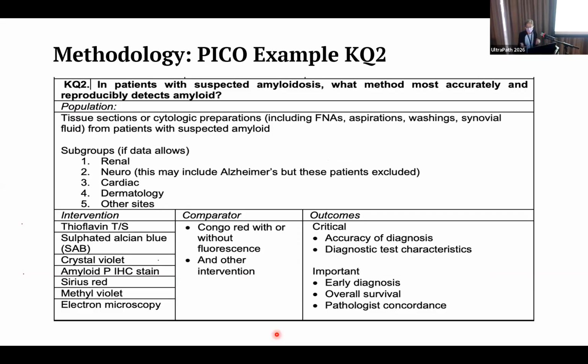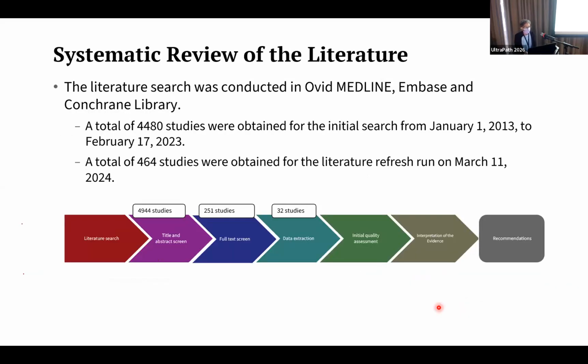So you see the PICO, the population: cytology, histology, subgroups. We were, again, tissue agnostic except for not CNS. The intervention, all of these, including electron microscopy, Congo red with or without fluorescence, cross-polarized microscopy. Our outcomes: accuracy of diagnosis, diagnostic test characteristics, early diagnosis, overall survival, and pathologist concordance. Then we looked at the literature.